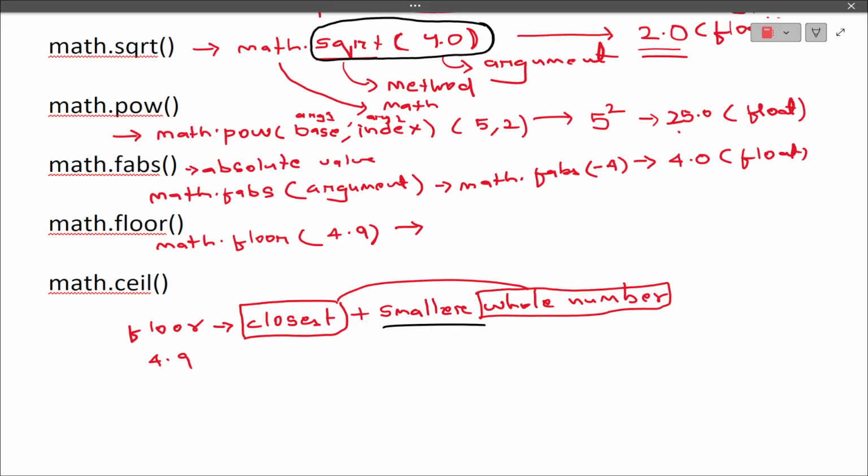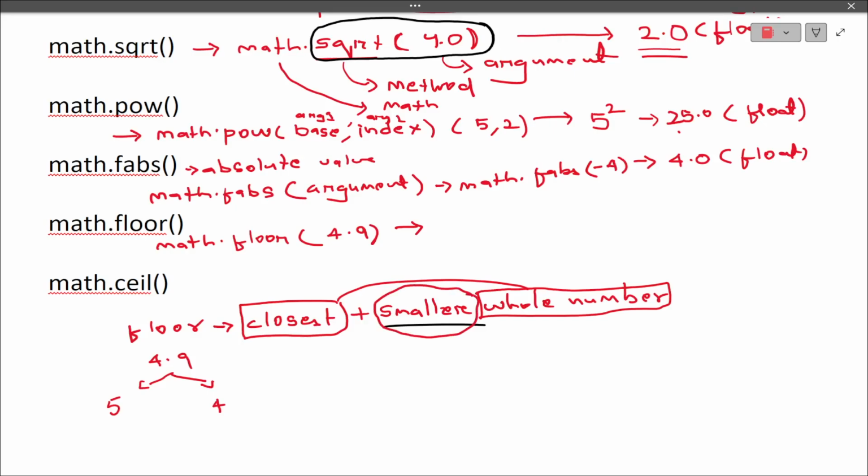Which are the closest whole numbers? So 5 is definitely one, and if you go to the previous number, closest means of course 5, but 4 is also there, which is just the previous whole number. Now, what I consider is the smallest.